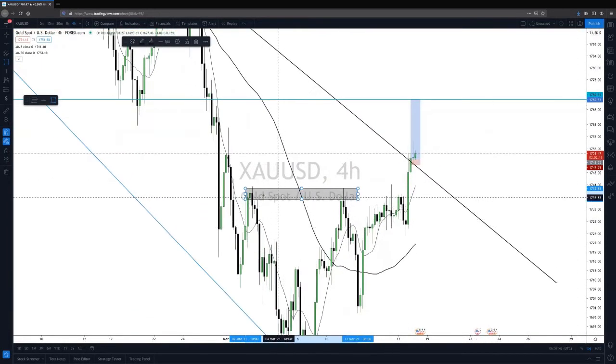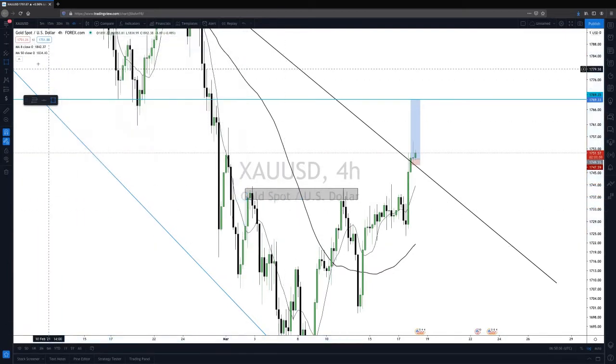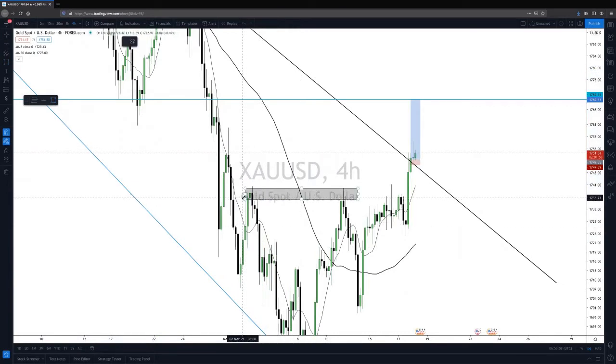Just because we have an imbalance here, we had price going crazy down in the downtrend. Boom, boom, boom, it bought up like crazy. This is not really an order block, it's more of an imbalance. So this would have been a valid entry right here.